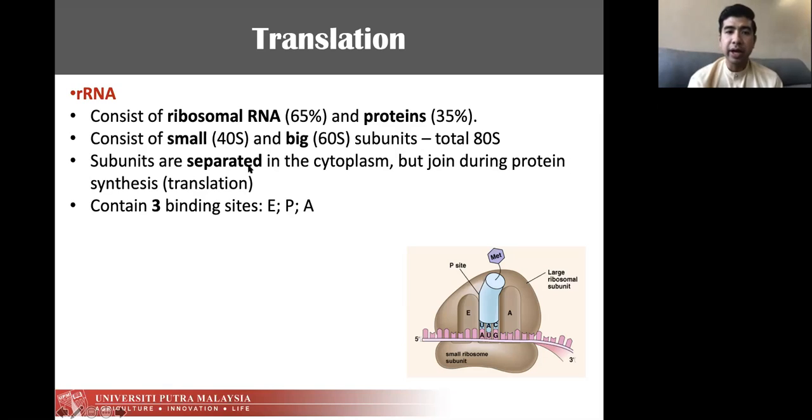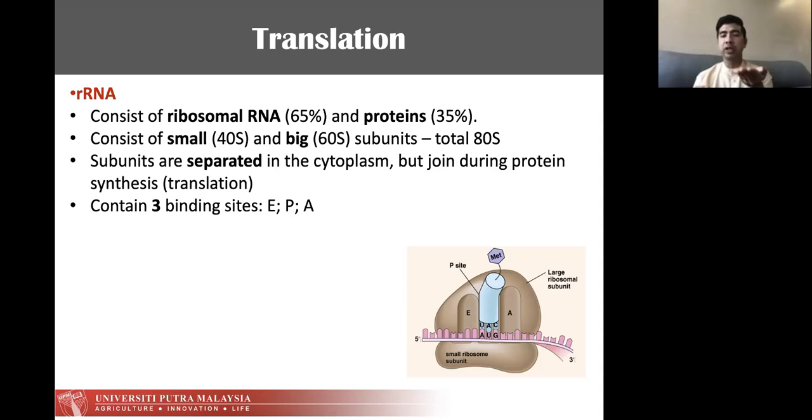Okay, the subunits are separated in the cytoplasm but joined during protein synthesis, meaning that, like I said, the small ribosomal unit and large ribosomal unit do not always travel together within the cytoplasm. The cytoplasm is big, right? Like I said, it's like a vast ocean. They don't always travel together. But you have to understand, there are many of both the large and small ribosomal units. If you still remember the last lecture, it makes up about 75 to 80%. They are scattered all over your cytoplasm, so the chances of them colliding or meeting each other is actually very high.